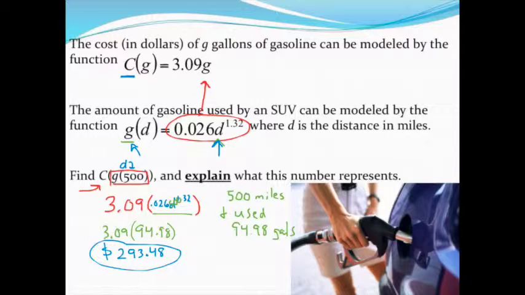However, for my explanation, I want to include that in there. I've driven 500 miles, I've used 94.98 gallons, and it cost me almost $300, $293.48. So function composition is not the only way to answer this question, but there's one use we could have for function composition.